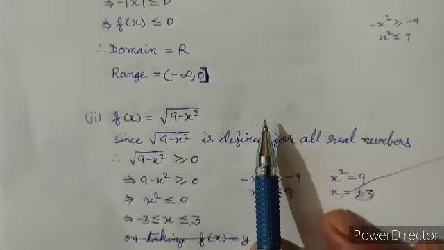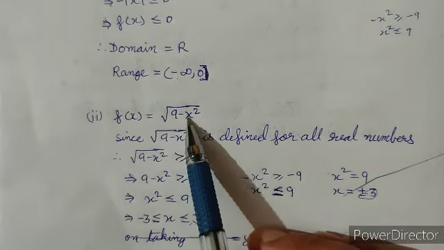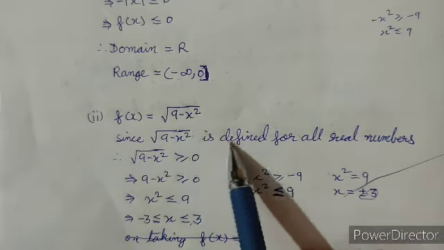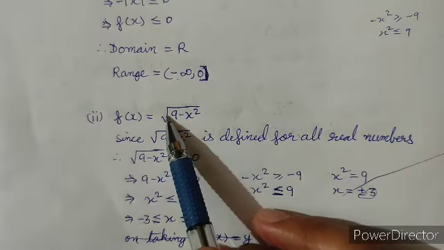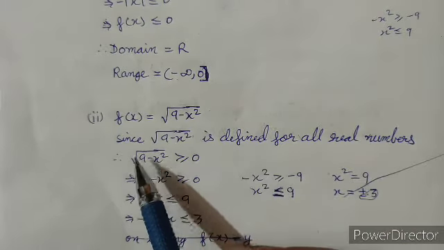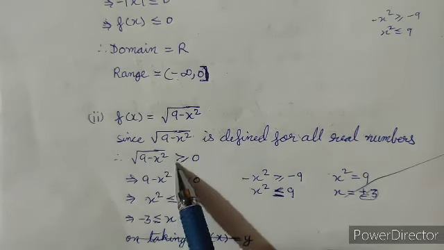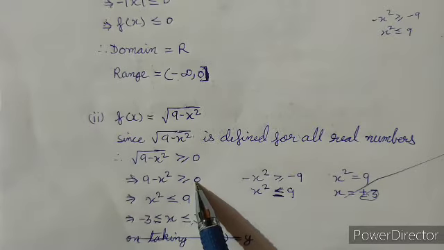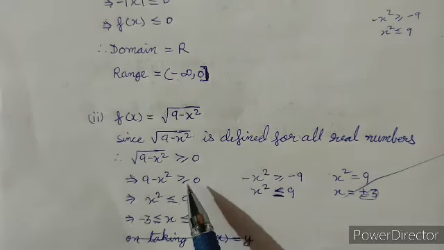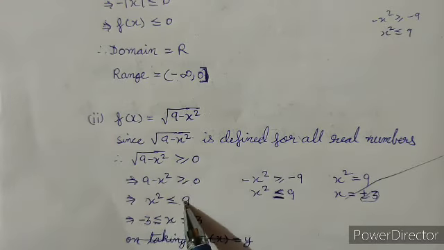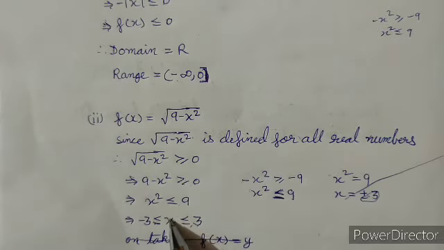Now in the second part, f(x) was given to us as under root 9 minus x square. As we know, the value of under root 9 minus x square will be greater than or equal to 0, as the root of a real number cannot be negative. That means 9 minus x square will be greater than or equal to 0. Now this will give us x square less than or equal to 9, or we can say that x is greater than or equal to minus 3 and less than or equal to 3.